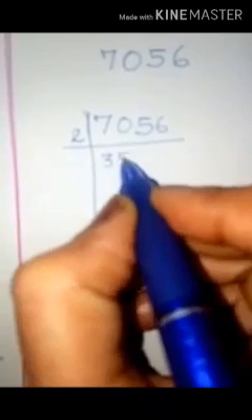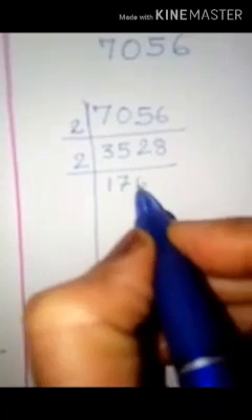2 3s are 6. 1 left. 1 and 0 becomes 10. 2 5s are 10. Then 2 2s are 4, 1 left, 1 and 6, 16. So 2 8s are 16. Again, because it is even, we'll divide by 2. 2 1s are 2. 1 left here, 1 and 5, 15. So 2 7s are 14. Out of 15, 14 gone. 1 left, 1 and 2 becomes 12. 2 6s are 12. And 2 4s are 8.